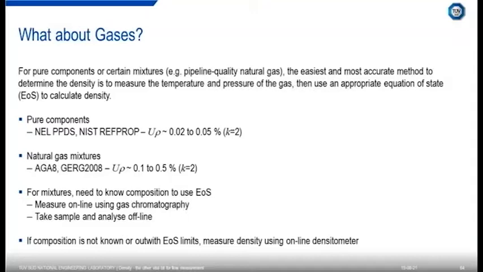For mixtures, of course, you need to know the composition to use an equation of state, and that could be measured online using a gas chromatograph system, for example, or by taking samples and analyzing offline, again, potentially with a chromatograph system. But what you do if the composition isn't known, or in fact it's outside the limits for the equations, particularly for the AGA-8 or GERG equations, well, you can measure it using online densitometers, and we touched on some of the techniques earlier which could be used for online gas density measurement. In particular, the oscillatory densitometers, the insertion type densitometers, are ideal for that.